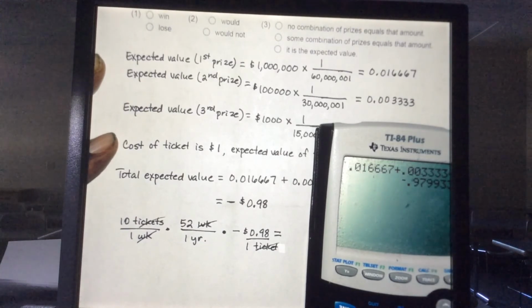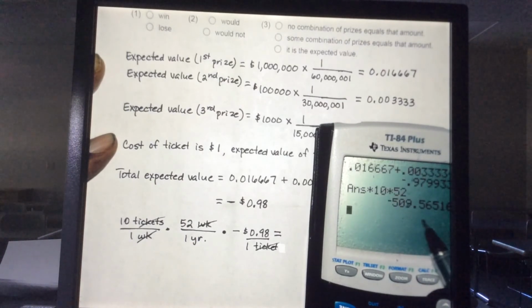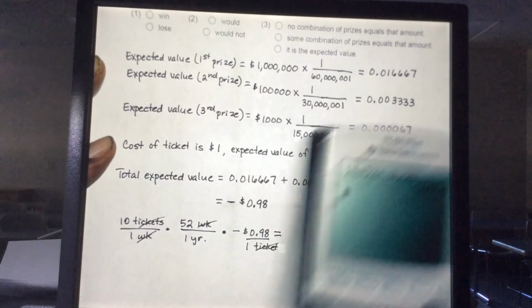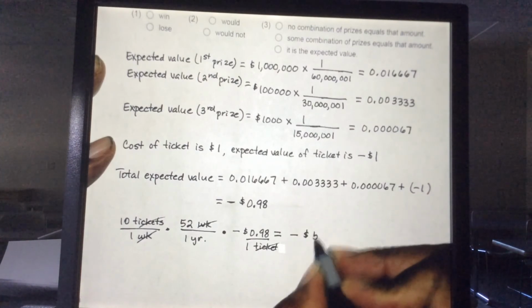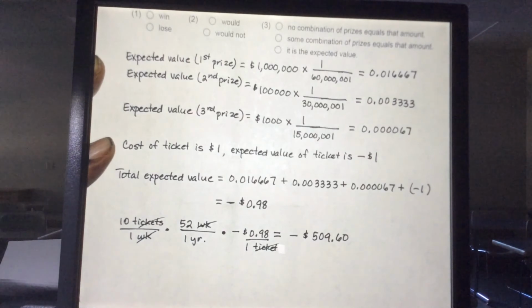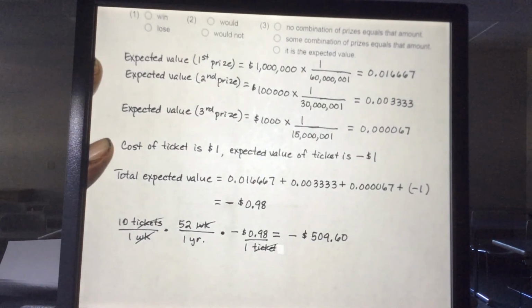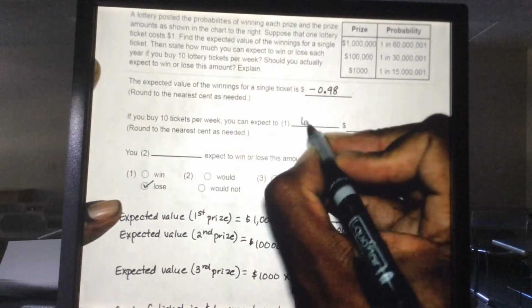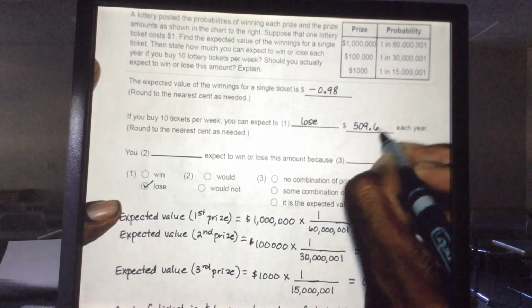I'll take that number right here since I want an accurate number. That number times 10 times 52. And in this case, we're going to round to the nearest cent. Or better yet, 10 times 52 times negative 0.98. That would be negative 509.60, or negative $509.60. So if we buy 10 tickets per week, we can expect to lose this amount, $509.60 without the negative sign, each year.